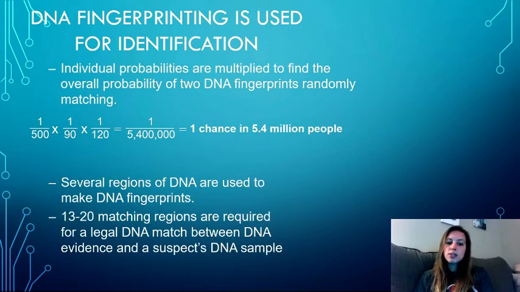So several regions of DNA are used to make DNA fingerprints, and 13 to 20 matching regions are required for a legal DNA match between DNA evidence and a suspect's DNA sample. So not just 3 like we have up here at this math problem here, but it's 13 to 20 of those that have to be multiplied to match, and they have to look exactly the same for a suspect's DNA to be perfectly matched with a crime scene DNA.